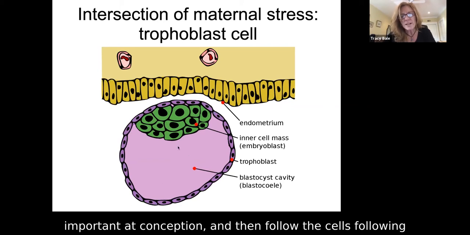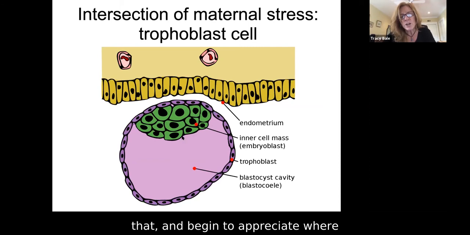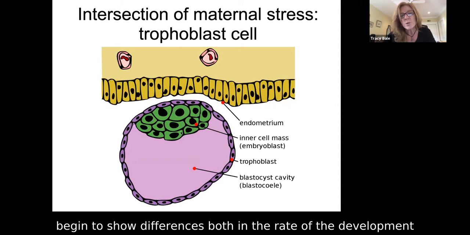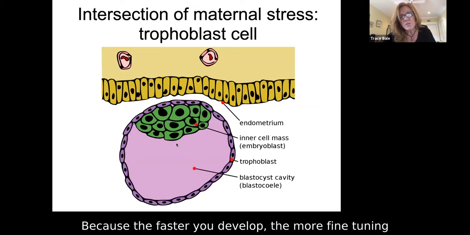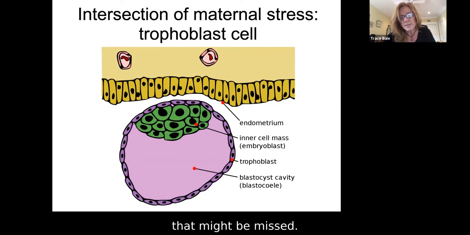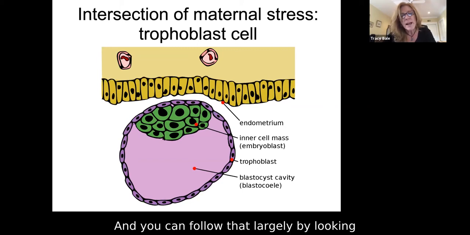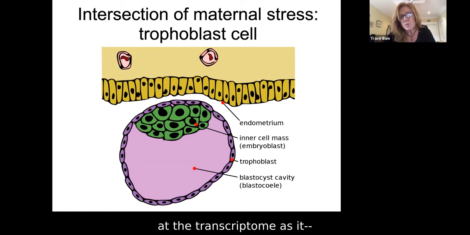If we can begin to understand both sperm and egg and the biological signals important at conception, and then follow the cells after that and begin to appreciate where preconception stress for mom or dad, or stress in pregnancy, begin to show differences in the rate of the development of the embryo, right? Because the faster you develop, the more fine tuning that might be missed. So speeding up or slowing down the rate of development is key here. And you can follow that largely by looking at the transcriptome over the course of development.